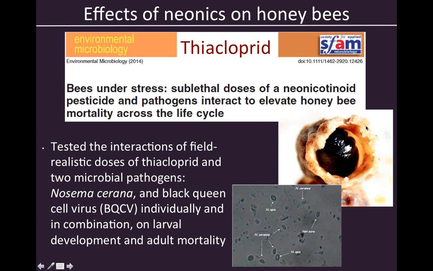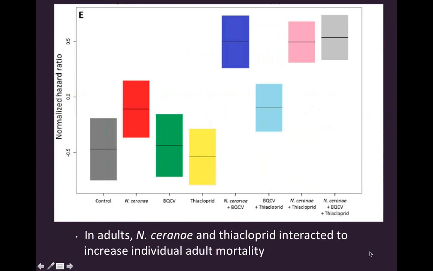So black queen cell virus is a virus that happens during larval development, and as the name indicates, the queen dies because of this virus, and you can see the queen inside turns dark brown to black, hence the name. And then, as I showed you earlier, Nosema cerana, which is one of the 2 Nosema species that affect honeybees. So they wanted to see the interaction between 2 common problem pathogens and thiacloprid.